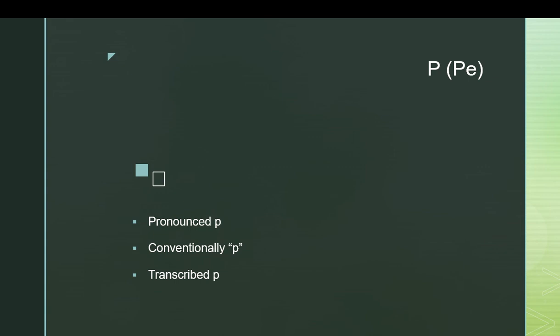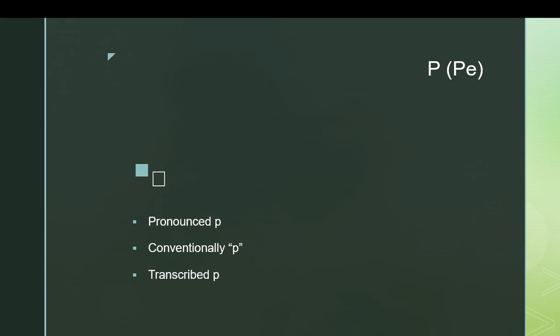Then you have P, which is pay in the Semitic languages. This one's pretty simple. The hieroglyph is just a square. It represented either a mat or a sitting stool. Either of those are equally likely. It was pronounced just as P, conventionally a P, transcribed as P. We have no questions about this one.